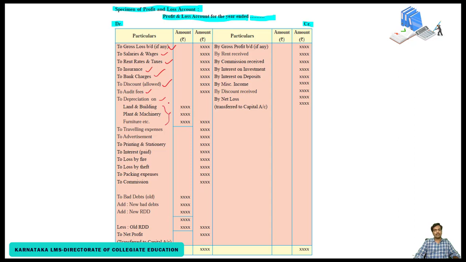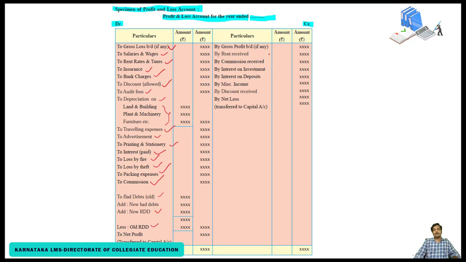Whichever fixed assets it may be, the depreciation on it should be shown here. Traveling expenses, advertisement expenses, printing and stationery, interest paid if any, and loss by fire, loss by theft, and packing charges and packing expenses, and commission expenses if any, and most importantly bad debts, the old bad debts and new bad debts if any that should be added back, and if any new reserve for doubtful debts that should be added back, and if any old reserve for doubtful debts that should be eliminated from the balance.